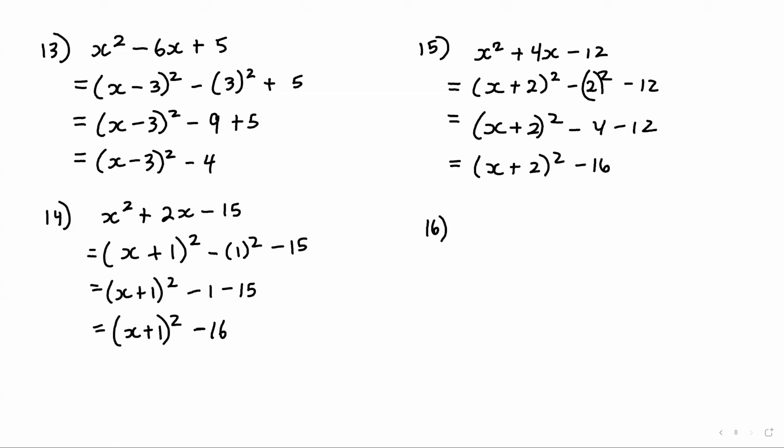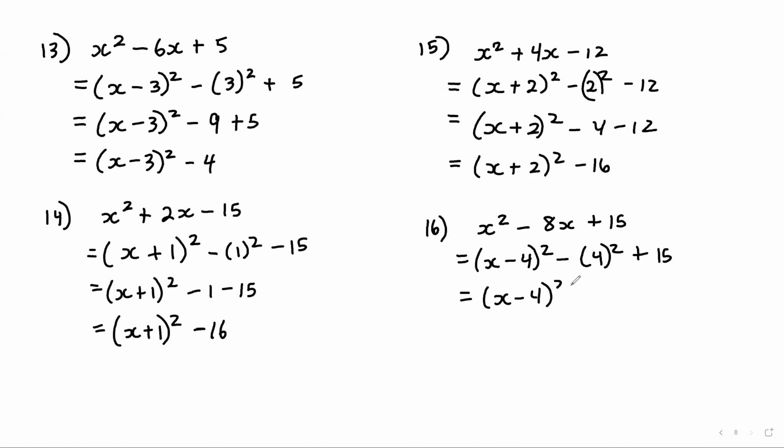Right. The next one is x squared take away 8x plus 15. So this would give me x minus half of 8, which is 4, squared. And then you minus that 4 squared plus 15. You bring down the 15. So this would end up being x minus 4 squared, take away 16 plus 15.